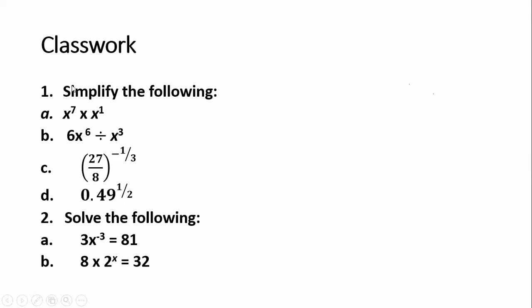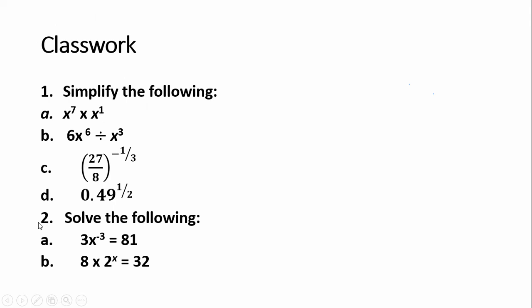So we have this as our classwork, which I want you to solve, and you are going to submit. Simplify the following. A, x raised to power 7 times x raised to power 1. B, 6x raised to power 6 divided by x raised to power 3. C, 27 over 8, bracket close, raised to power minus 1 over 3. D, 0.49 raised to power half.